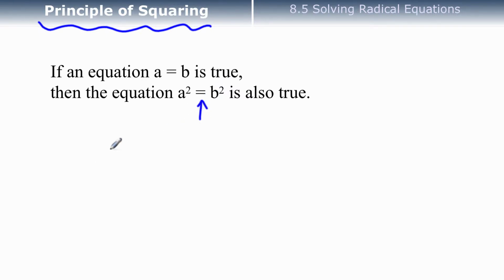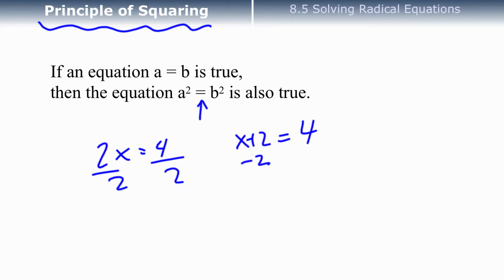And we've done lots of that, right? 2x equals 4. So if you divide this side by 2, you divide that side by 2. If I have x plus 2 equals 4, if I subtract 2 on this side, as long as I subtract 2 on that side. So the principle of squaring is the same thing.